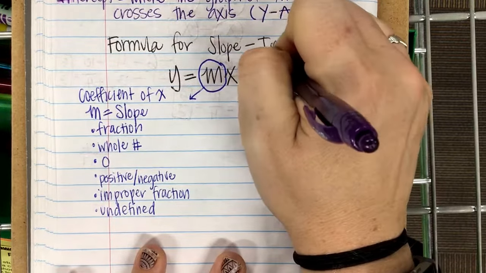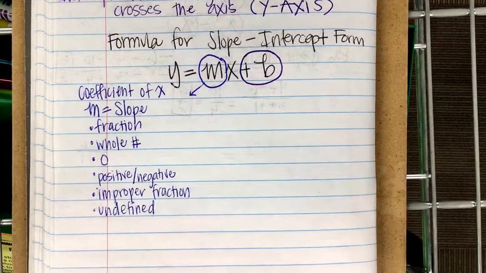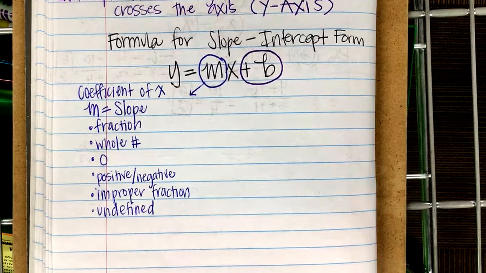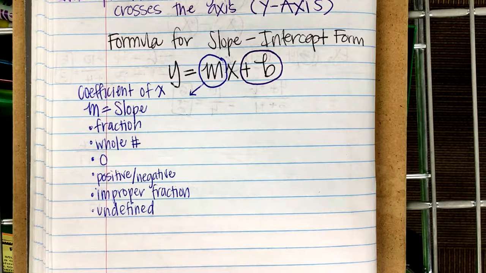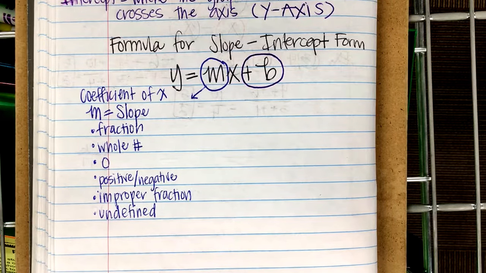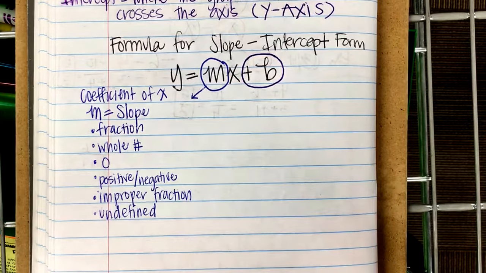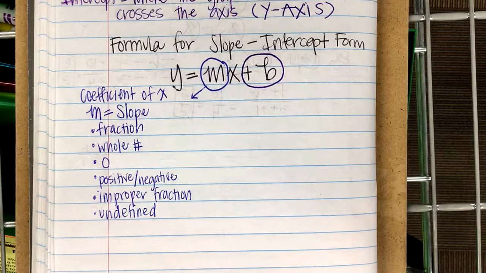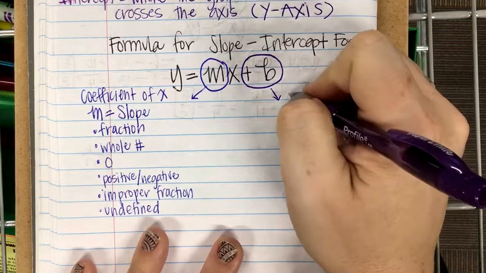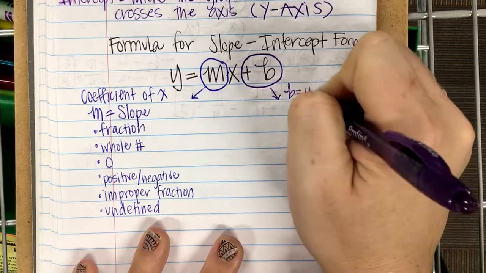Why am I circling the plus with the letter b? Because maybe it says plus 3. And if it said plus 3, what's the value that I'd circle? 3, right? But what if it said minus 3? If it said minus 3 right here, what would I circle? I'd circle a negative 3, right? Because the minus belongs with the value. B equals your y-intercept.